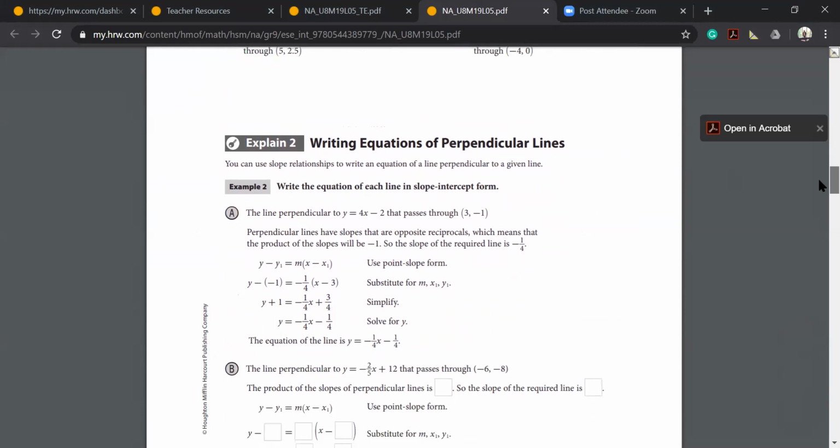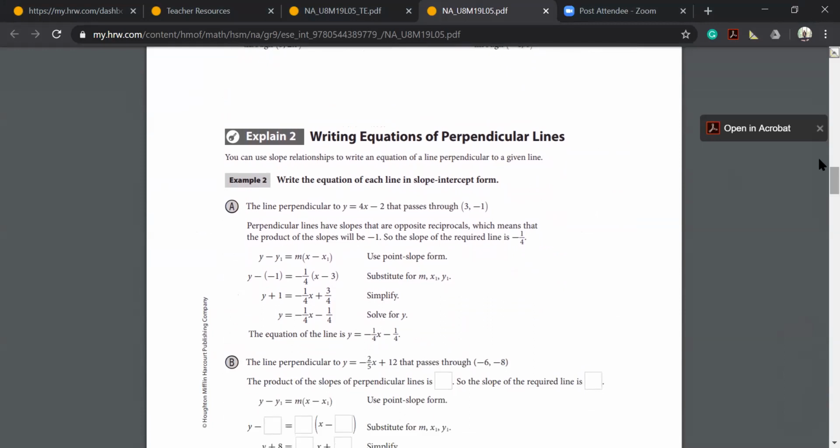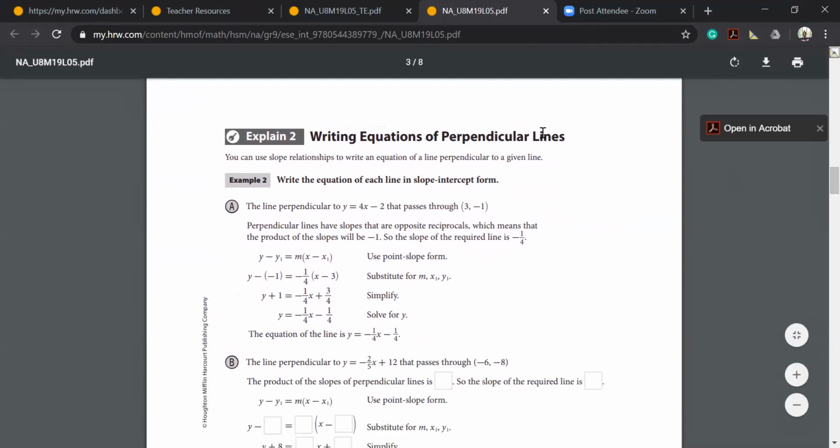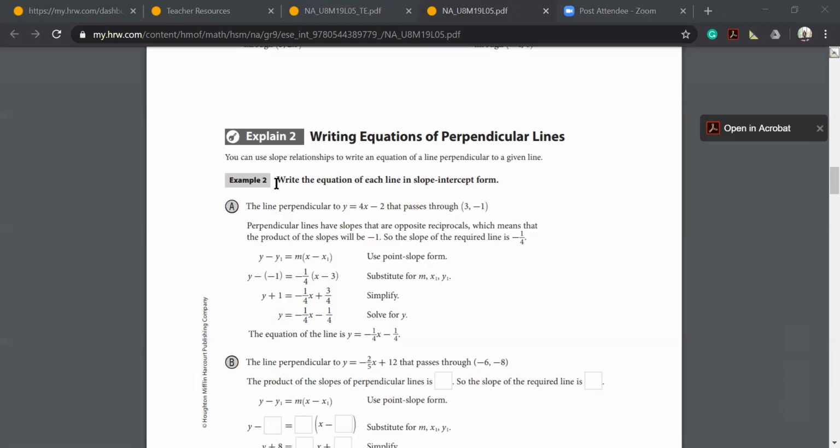And then the last thing for today, writing equations of perpendicular lines. Let's utilize the perpendicular line and see how I can solve it. Okay, let's read the question. Write the equation of each line in slope-intercept form. Again, y equal to mx plus b. The line is perpendicular to, this time it's perpendicular, not parallel.